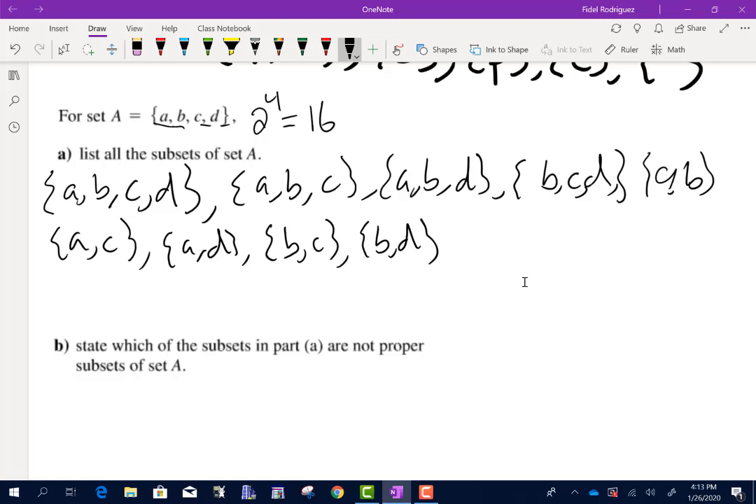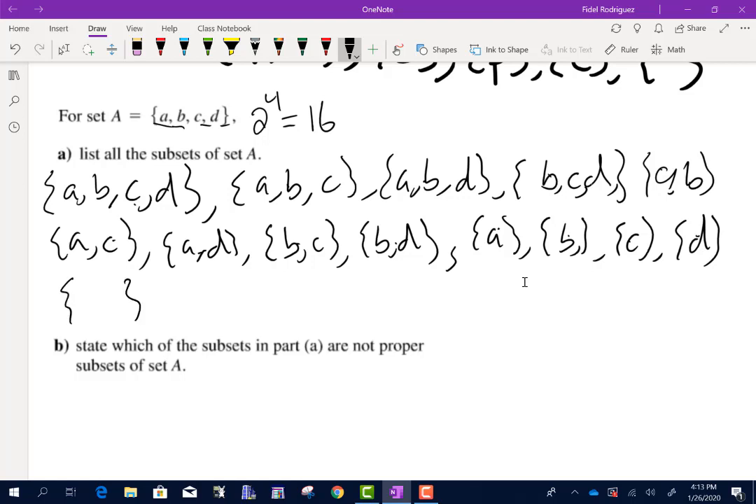Let's see. A and B, do I have B and C? Yes, I do. Okay, let's see if we can go with the singles now. A, B, C, D. I know I have to have 16. Let's see. 1, 2, 3, 4, 5, 6, 7, 8, 9, 10, 11, 12, 13. Well, I'm missing 3 more. Well, I know one of them missing is the empty set. So let's see, which other ones are we missing?